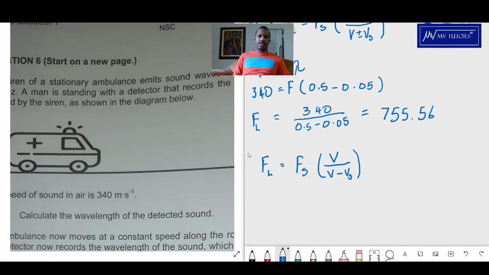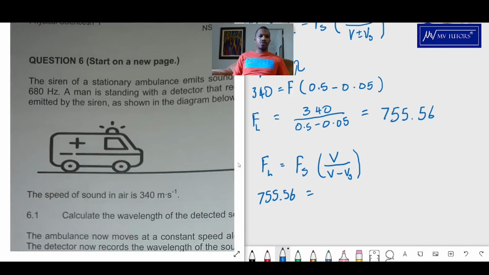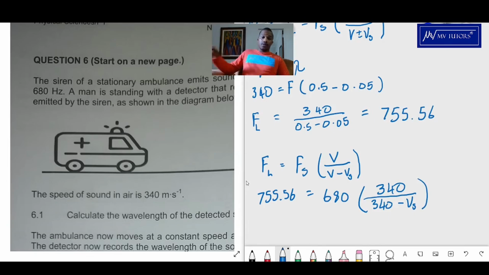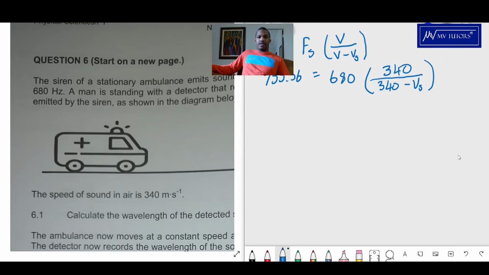Let's start filling in the numbers. The frequency of the listener is 755.56, equal to the frequency of the source, which we were told here is 680. And then the velocity is just going to be the medium velocity, which is 340, divided by 340 minus Vs. That's what we are looking for. All that's left for us to do now is just some mathematical gymnastics to get the answer. So first I'll divide both sides by 680.